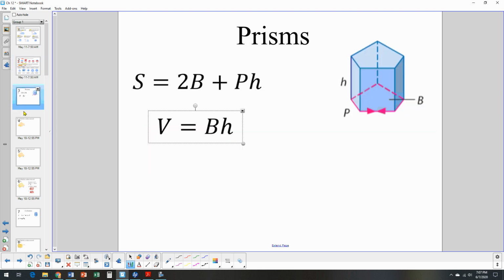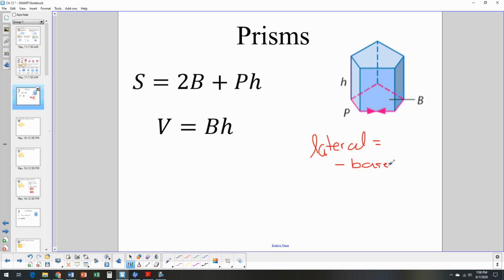Now we're going to get into actual formulas. We're going to talk about surface area and volume. So surface area is whenever you're covering a shape. It's the area of the outside of the shape. If you're finding the entire surface area, that's the surface area. If you're only finding the rectangle parts of a prism, that's called the lateral area. So lateral area is minus the bases. No bases in a lateral area.